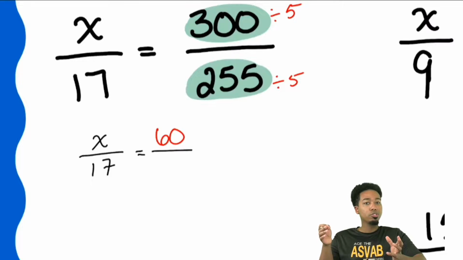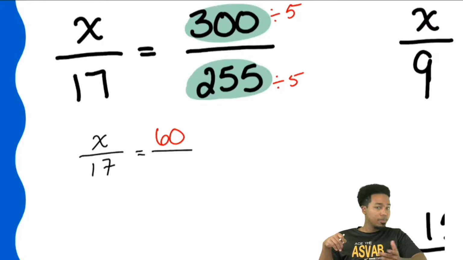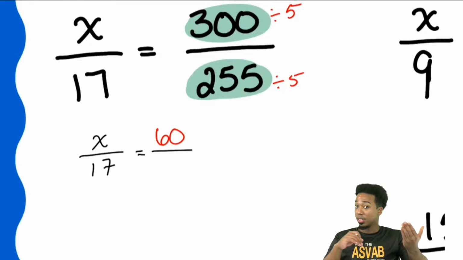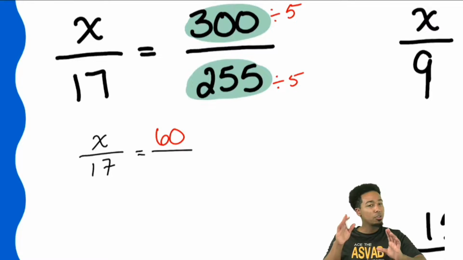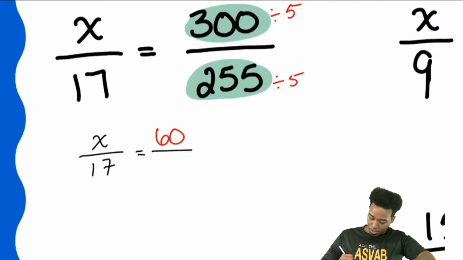You can also break 255 up into 200 divided by 5, 40. 55 divided by 5, 11. 40 plus 11, 51. Either way, you can still get there. But again, when you do the division, 255 divided by 5, no matter what, you're still going to get 51.